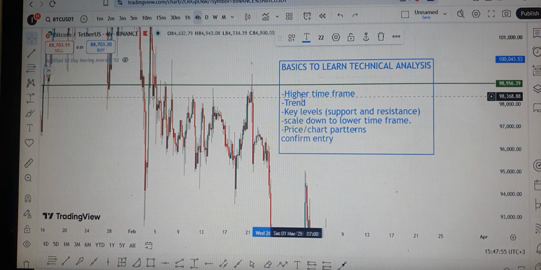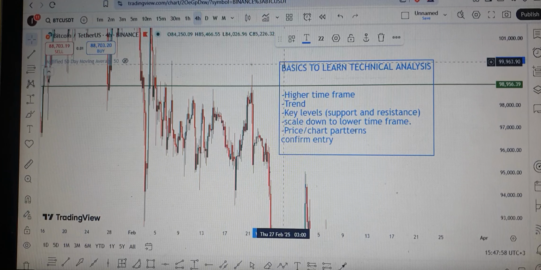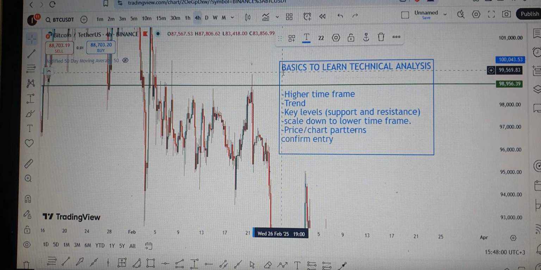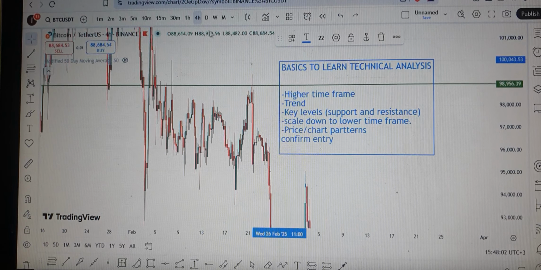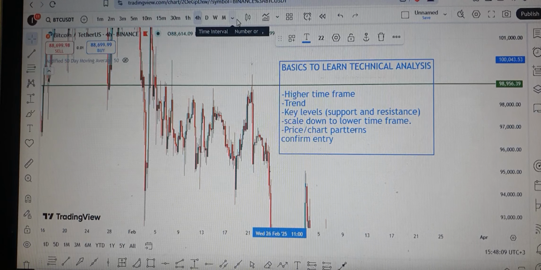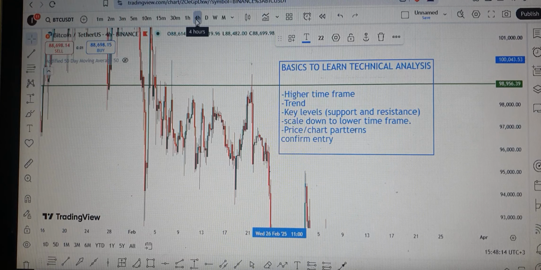One, you should start your technical analysis with a higher time frame. Higher time frame means what? As you can see here, we have time frames starting from 1 minute going upwards up to a year. If you're a swing trader, you need to start with 4 hour. If you're a day trader, you need to start with 1 day. Majorly, for me, I'm a day trader, so I like starting with 1 day, then going downwards.